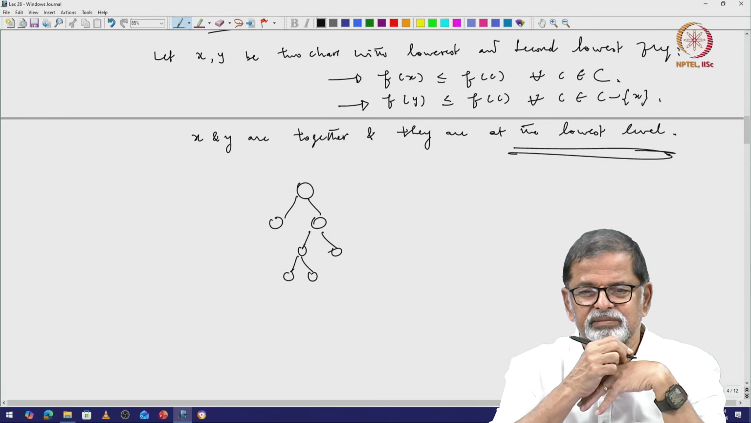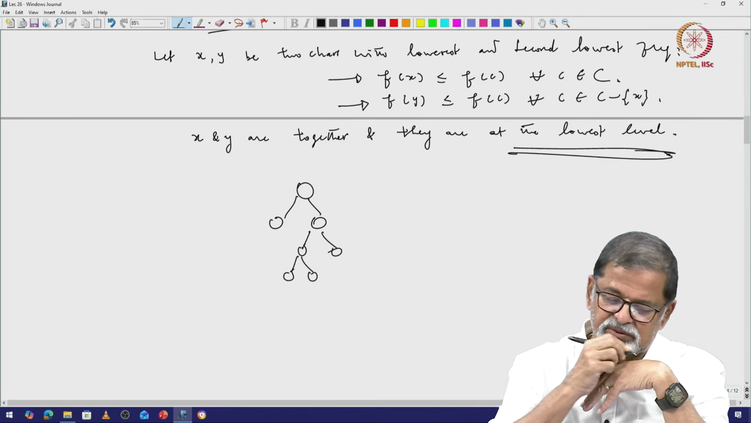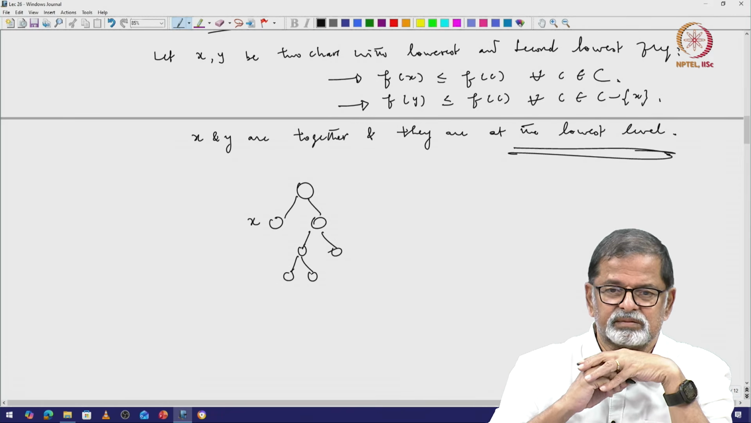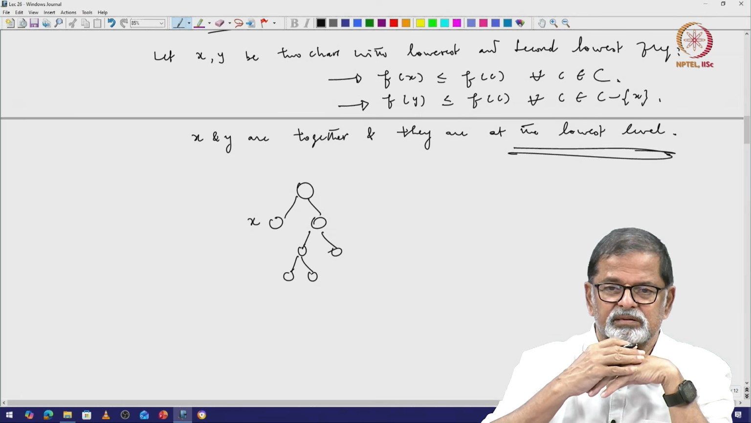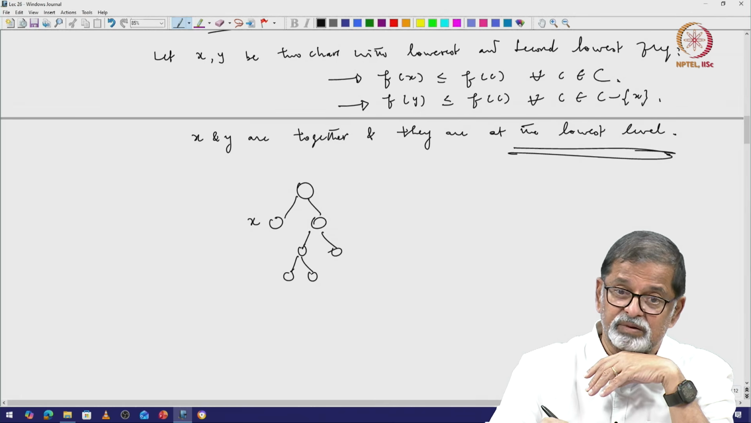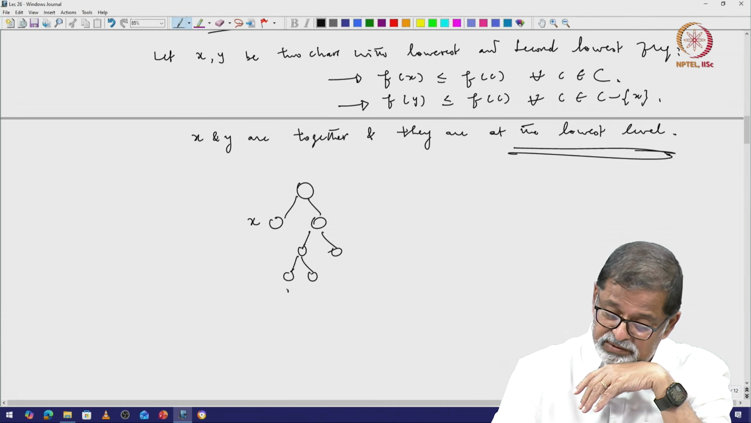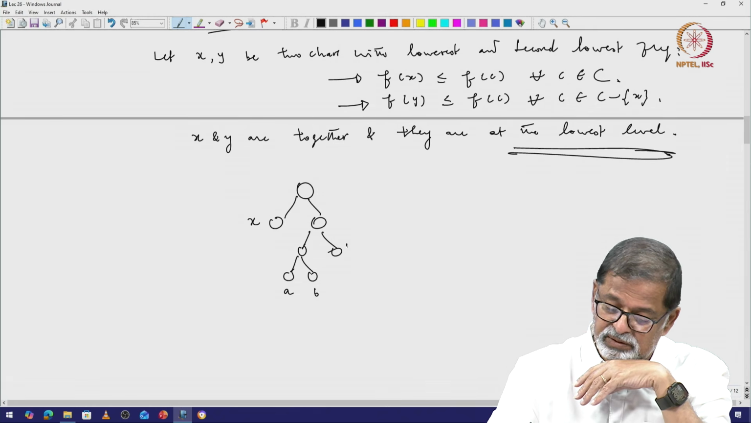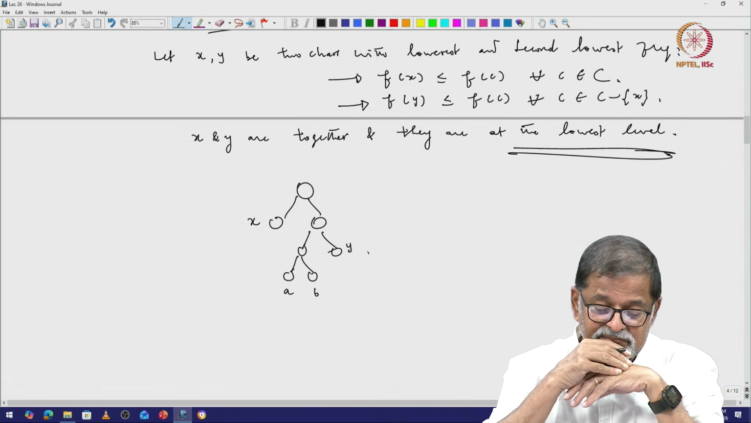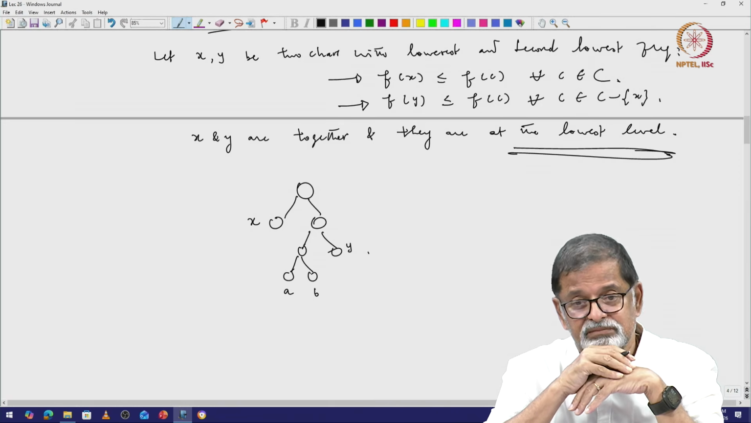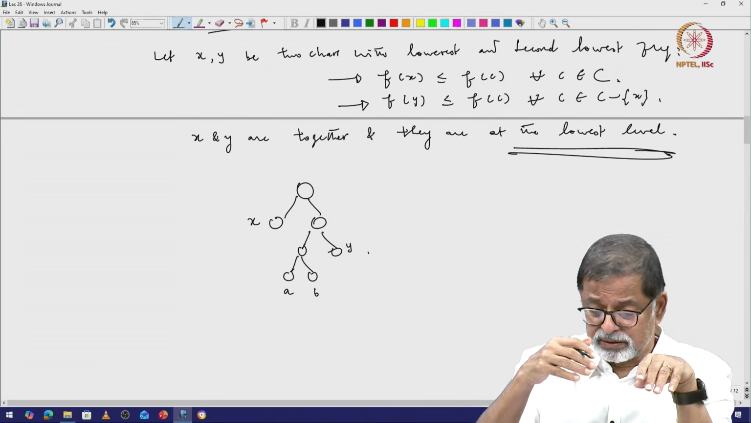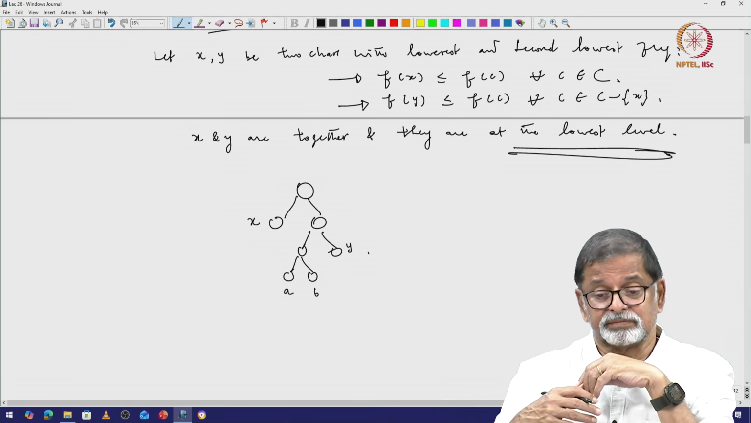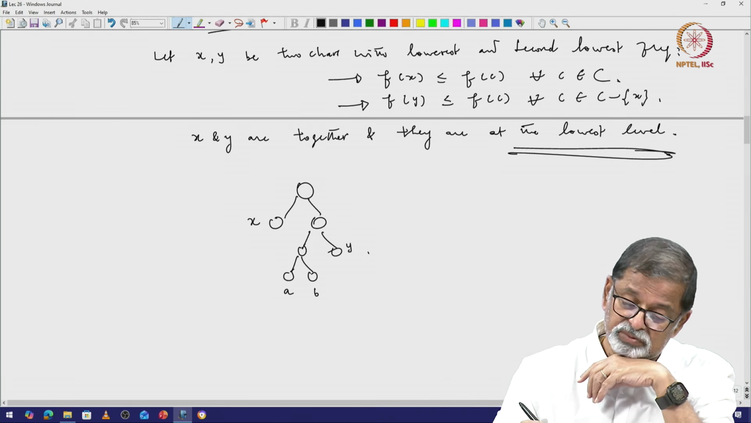Just as an example. Okay, so this is x. This is at a higher level, lowest level. Let's say this is A and B. This is, let's say, y. X is at some depth, but A and B are deeper.